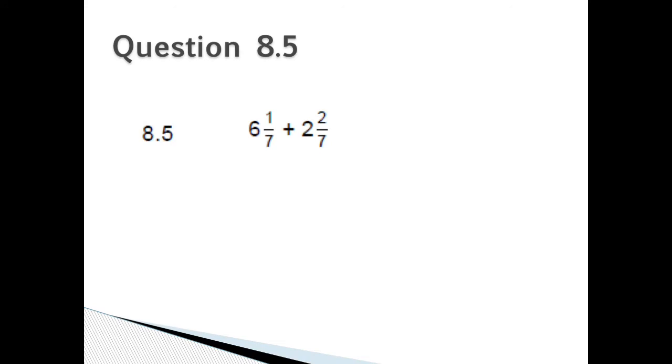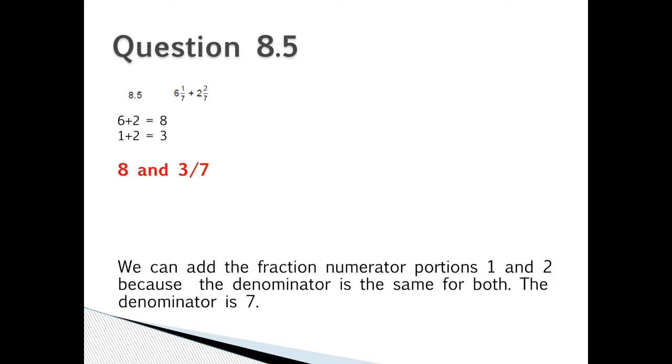6 and 1 over 7 plus 2 and 2 over 7. Because the denominators are the same, we can add. So 6 plus 2 is equal to 8 and 1 plus 2 is equal to 3. So the correct answer is 8 and 3 over 7.